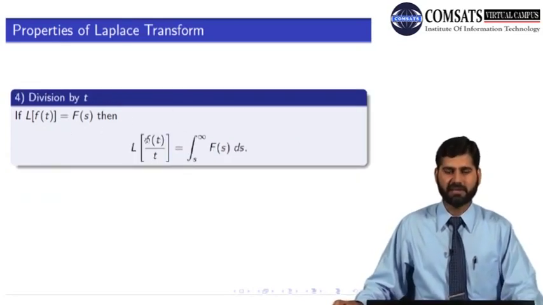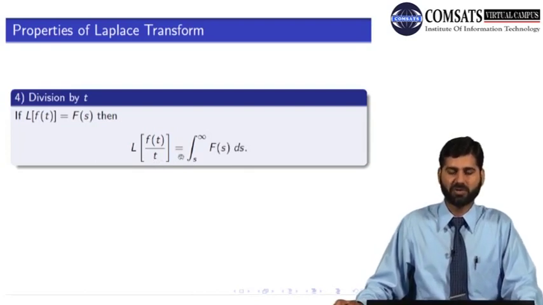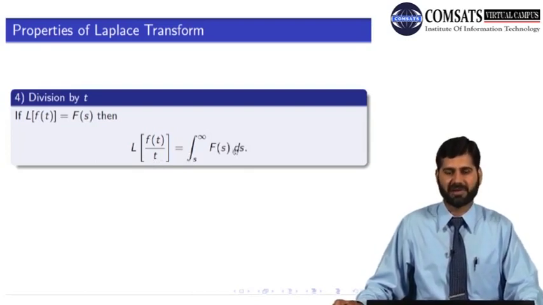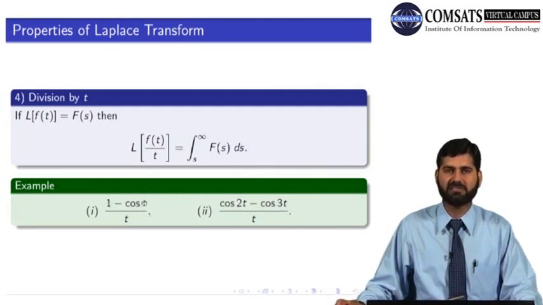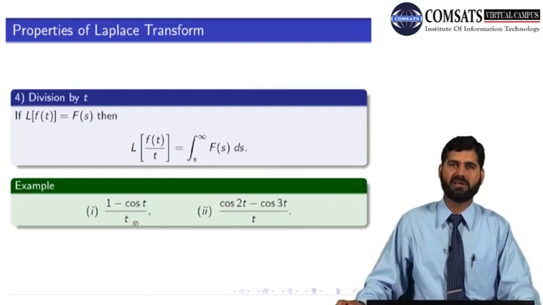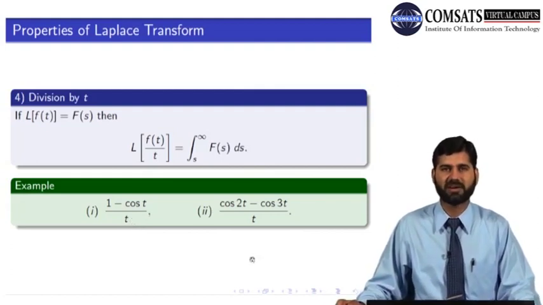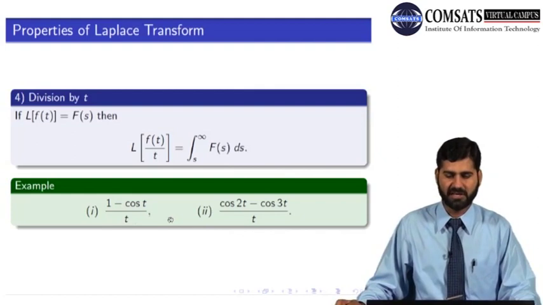If your function is divided by t, you need to integrate your Laplace transform from s to infinity. As an example, take (1 minus cos t) over t. You just need to pick the numerator only, 1 minus cos t. What is the Laplace transform of 1 minus cos t? It is 1 over s minus s over s squared plus a squared, and you integrate it from s to infinity, because it is being divided by t. All right, so these are very easy examples, you can easily do them.